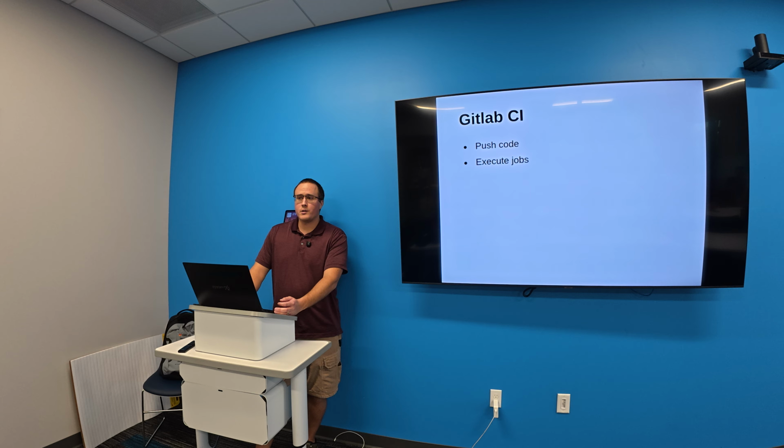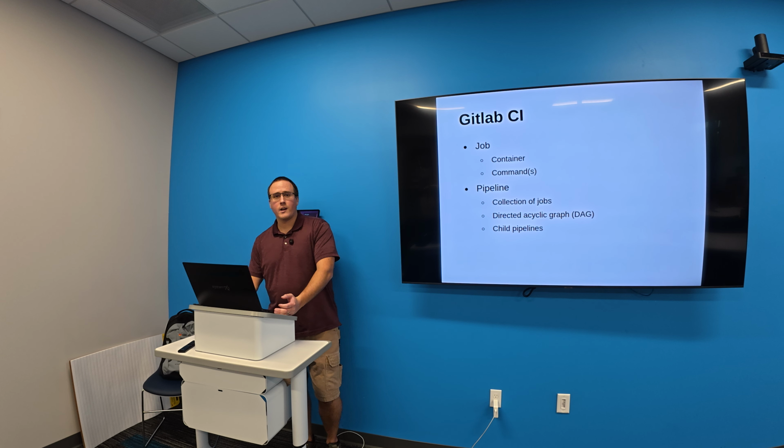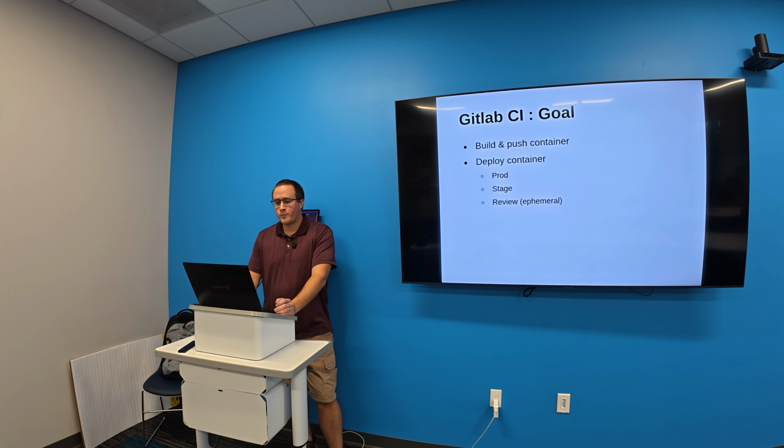So basically all we want to be able to do is say, when we push code, I want to run some jobs. And what's a job? Just means I'm going to run some commands in a container. And they use the term pipeline to refer to a collection of jobs that can also be ordered like a dependency chain.